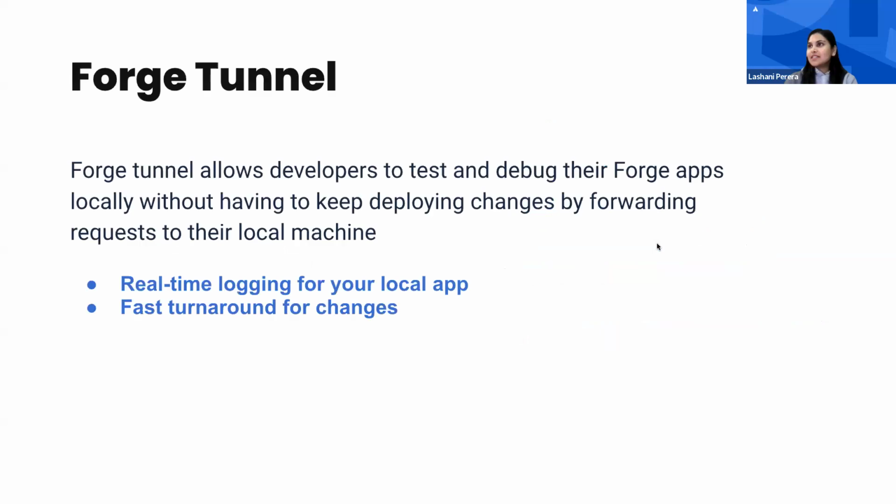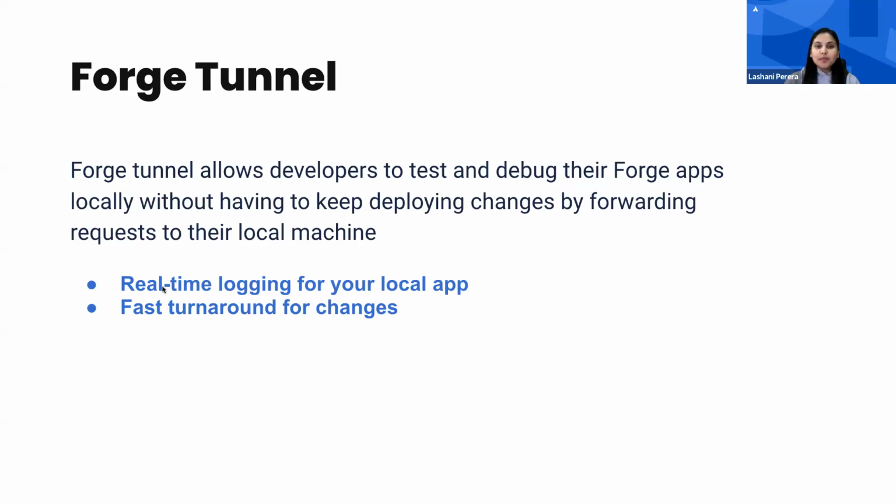Okay, to start with, I believe everyone here today has a good understanding of what Forge is. So I'll begin with what Forge Tunnel is. Forge Tunnel via Forge CLI allows developers to test and debug their Forge apps locally without having to keep deploying the changes. So you can start a tunnel for any app that has been deployed and installed onto a site by simply running the Forge tunnel command. One note here is that you should deploy and install your app first at least once before tunneling.